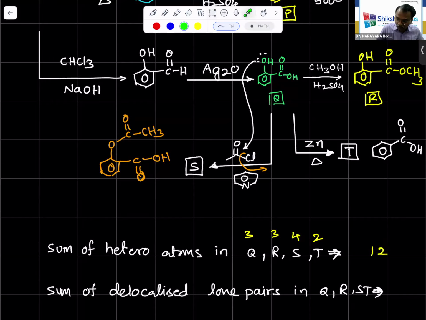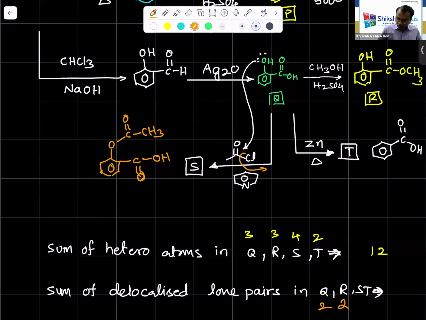In the case of Q, here one lone pair participates in resonance. Here the oxygen atom carries 2 lone pairs. Here also 1 lone pair participates in resonance. Totally 2 lone pairs participate in resonance. Therefore, delocalized lone pairs in Q is 2. In the case of R, it is the same. Here the oxygen atom has 2 lone pairs, but only 1 lone pair participates in resonance. On the next oxygen, 2 lone pairs are present, but only 1 participates in resonance. Therefore, here also 2 lone pairs are involved in delocalization.